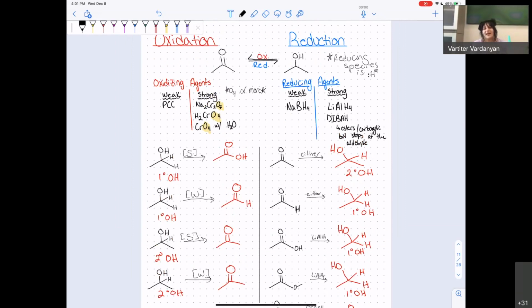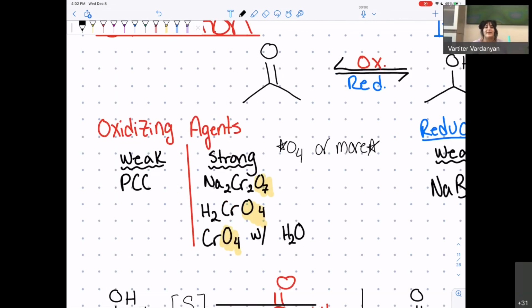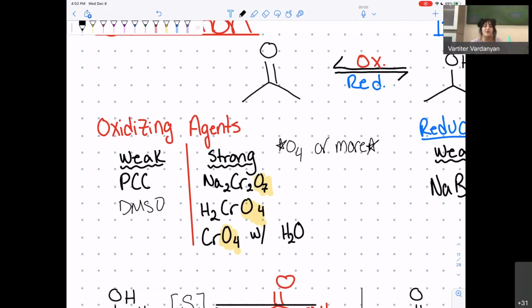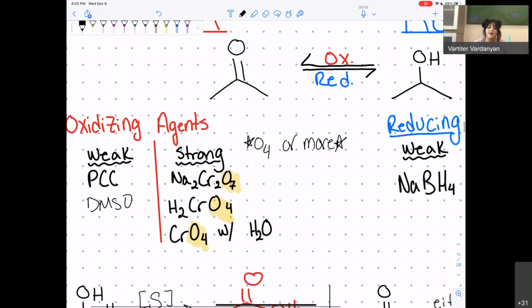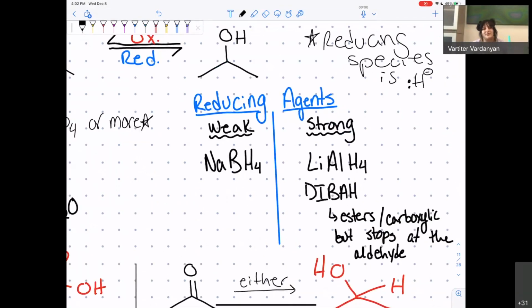For reducing and oxidizing agents, oxidizing, we have weak and strong. Weak is PCC and DMSO. Strong is anything that has 4 or more oxygens present. Reducing agents, we have weak and strong again. Strong is LiAlH4. Weak is NaBH4. The way I remember this is stupid, but A comes before B in the alphabet. Therefore, A is obviously the stronger one.